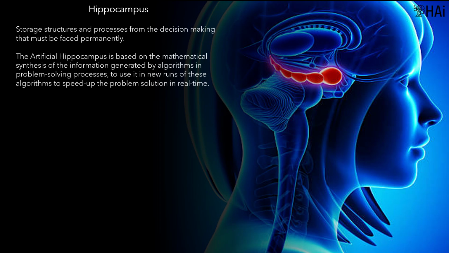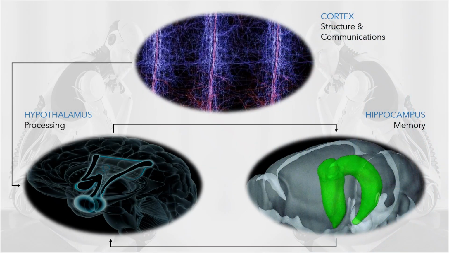The hippocampus stores structures and processes from the decision-making that must be faced permanently. The artificial hippocampus is based on the mathematical synthesis of the information generated by algorithms and problem-solving processes, to use it in new runs of these algorithms to speed up the problem solution in real time. The artificial hippocampus stores, like in humans, the experience and the knowledge acquired over time. The hippocampus is responsible for managing memory, which interacts with the hypothalamus, to determine the actions that the human being will perform, that is, decisions. Artificial brains are based on these hypotheses.